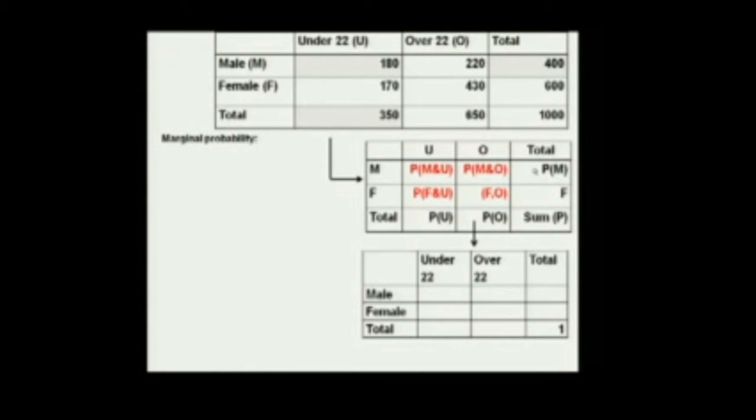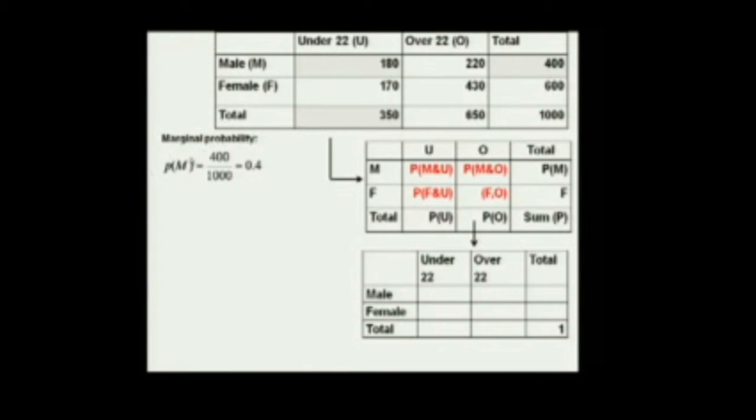This is the probability of male. This is the total male, as you can see. This is the probability of female. This is the probability of under total. This is the probability of over total. So you can see here that we are about to calculate probabilities that correspond to these numbers, and these are what we call marginal probabilities.